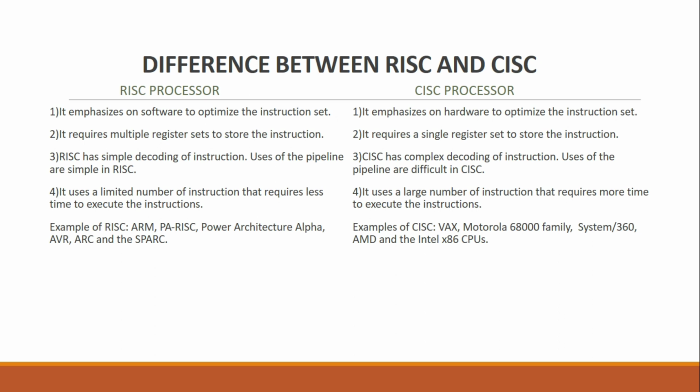RISC uses a limited number of instructions that require less time to execute. But a CISC processor has a large number of instructions that require more time to execute. The examples of RISC are ARM, PA-RISC, Power Architecture, Alpha, AVR, ARC, and SPARC. Examples of CISC are VAX, Motorola 68000 family, System/360, AMD, and Intel x86 CPUs.